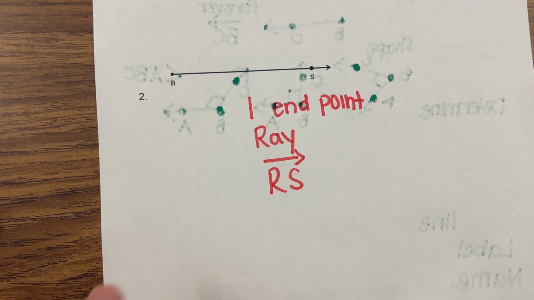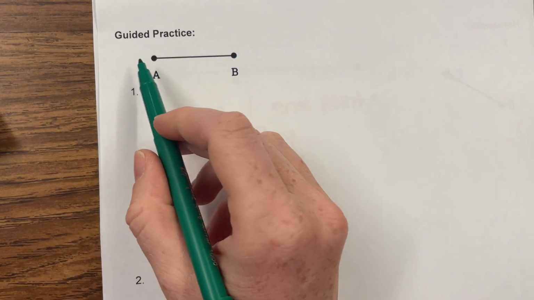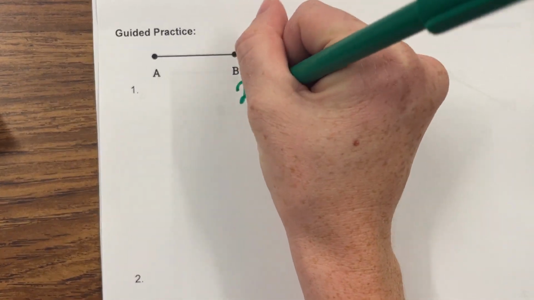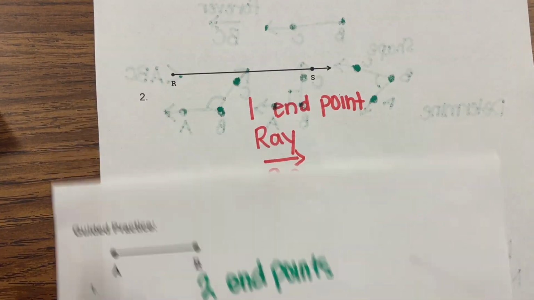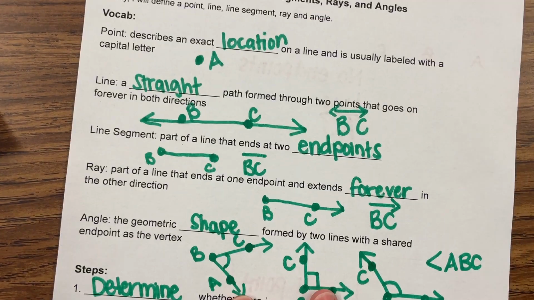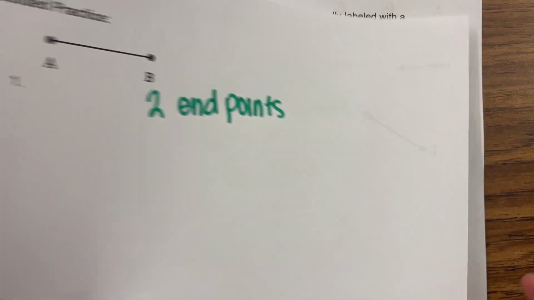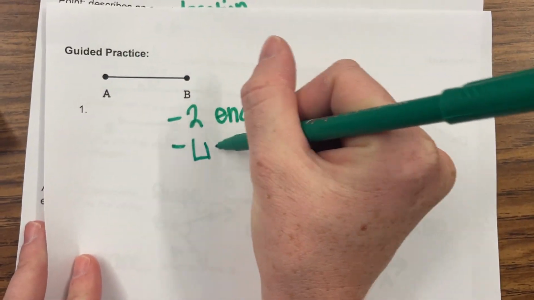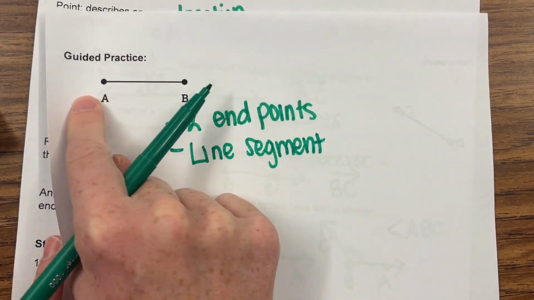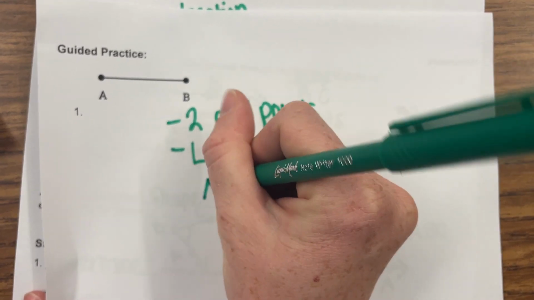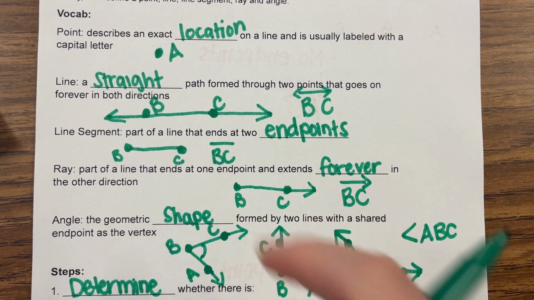I'm getting out my green pen, so you're going to follow along. So I look here, I have 2 endpoints. So I'm going to refer back here. I'm going to find the one that has 2 endpoints. Right here has 2. This is called a line segment. The line segment is labeled from A to B. And I'm going to refer back to the line segment. It's just a straight line above it.